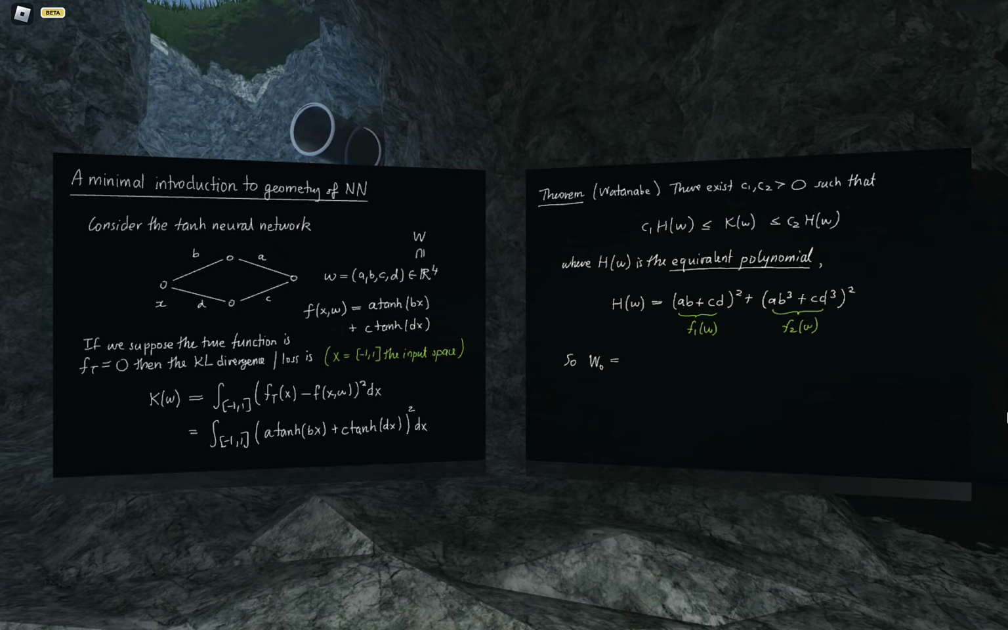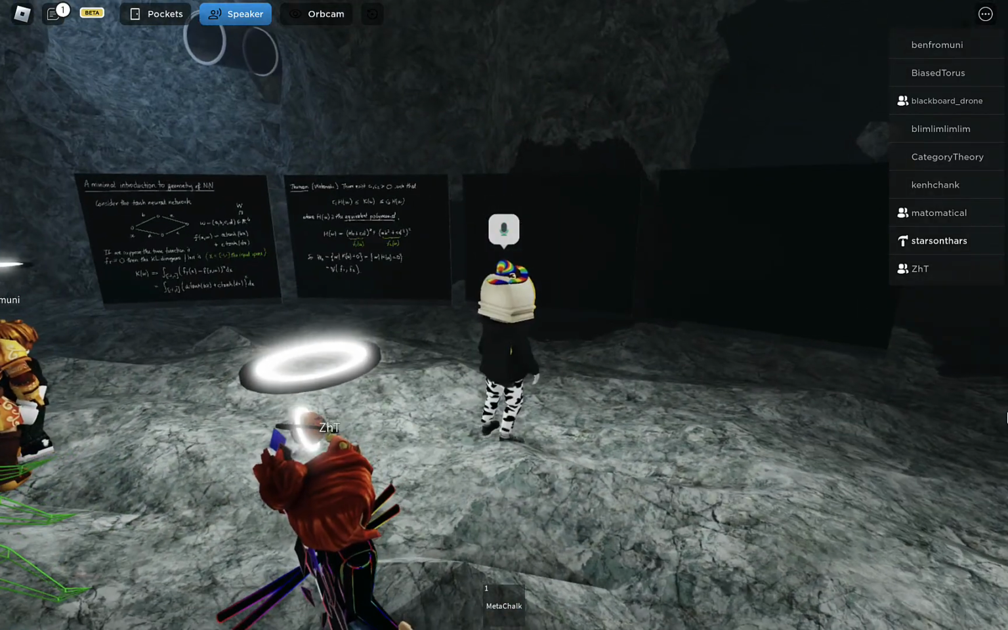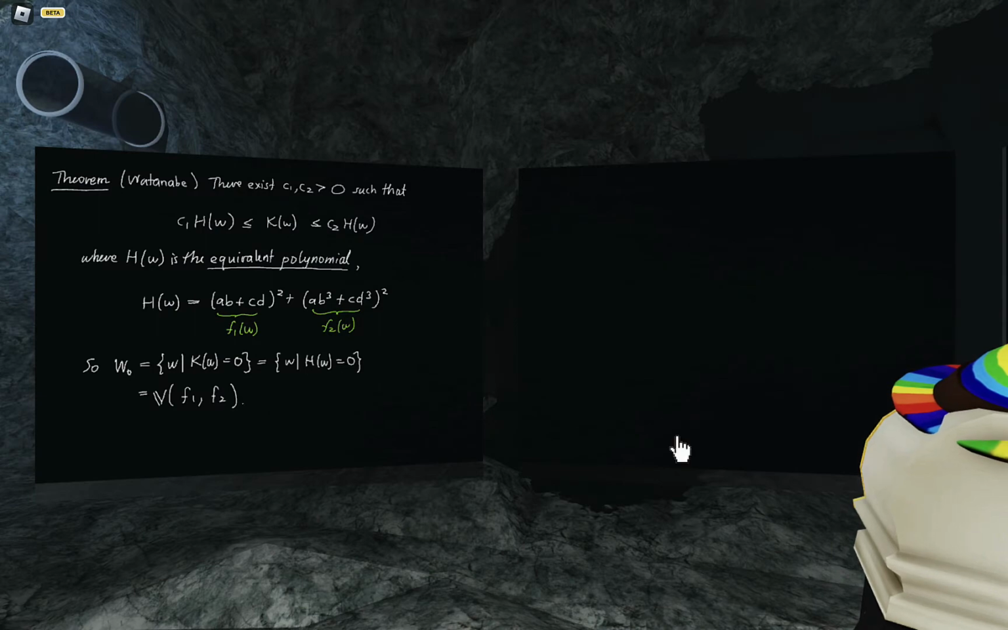So the zero set of k is the same as the zero set of h, which is the same as the vanishing set of this pair of polynomials f1, f2. So let's perform a little exercise of solving this pair of equations and having a look at the resulting affine variety in four-dimensional space.